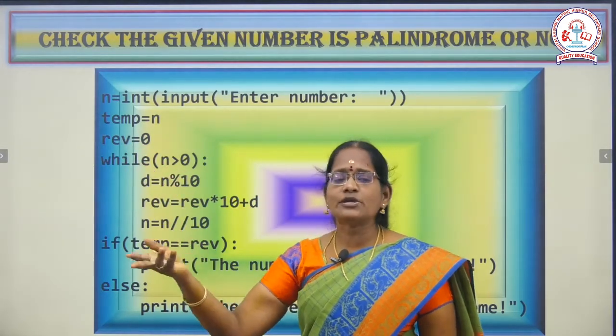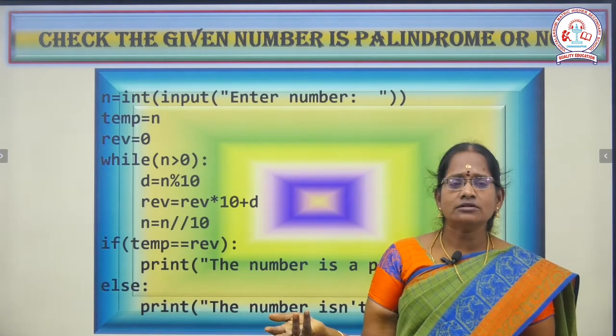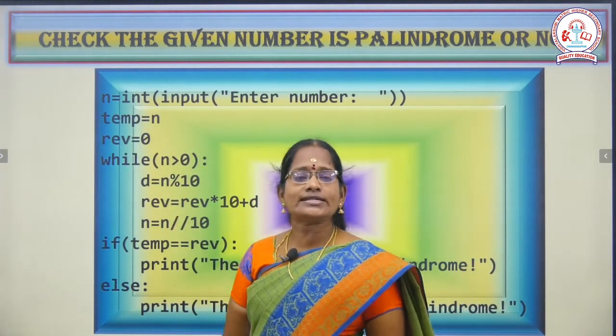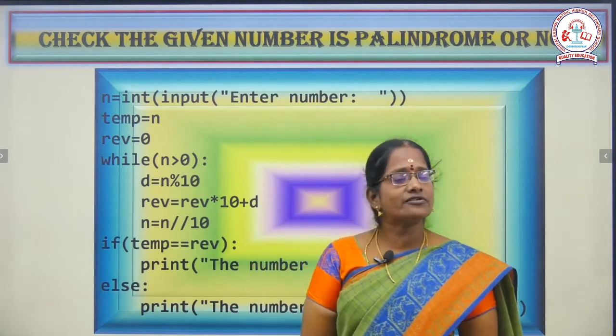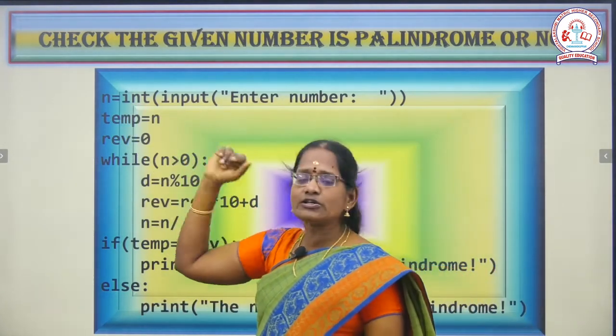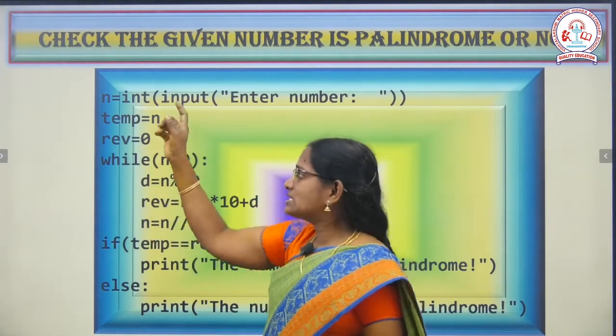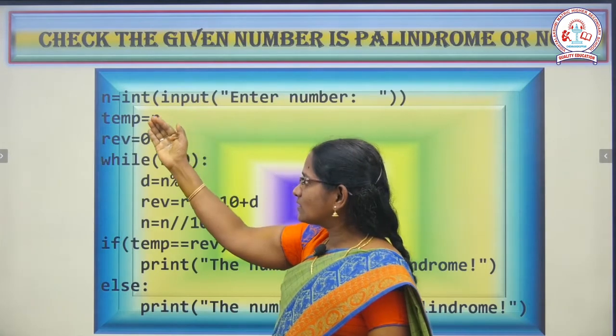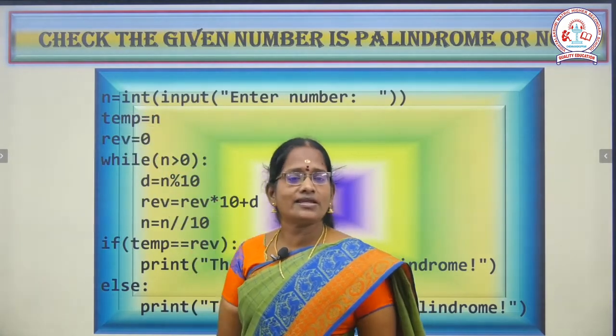Any number, for example, you enter 124. 124 is a number. 124 is assigned to temp. At present, what is the value of temp? Temp is also 124, and the number is also 124. Both the numbers are the same. So, at present, we accept the value from the user, and that particular number is stored in a temporary variable.